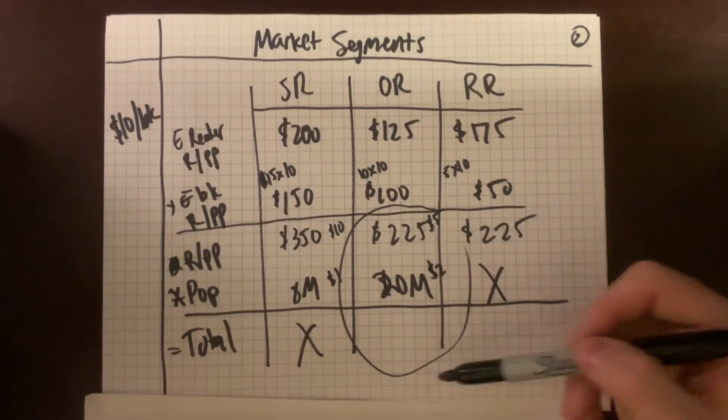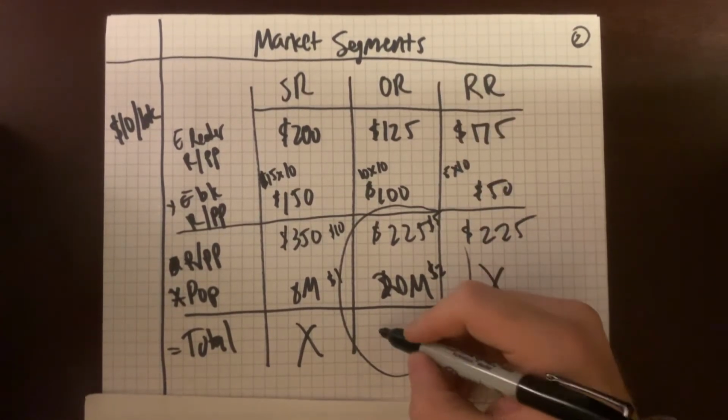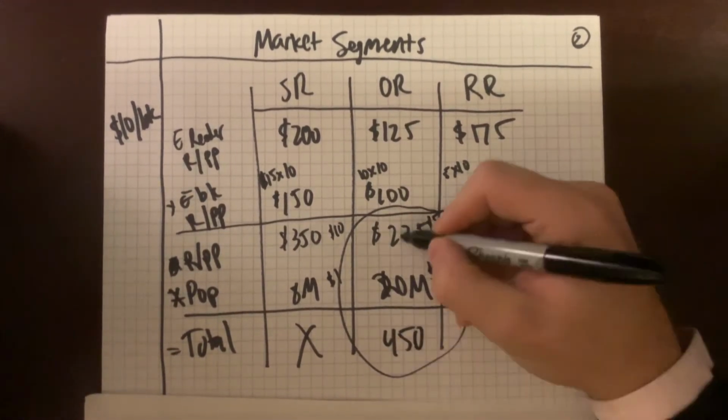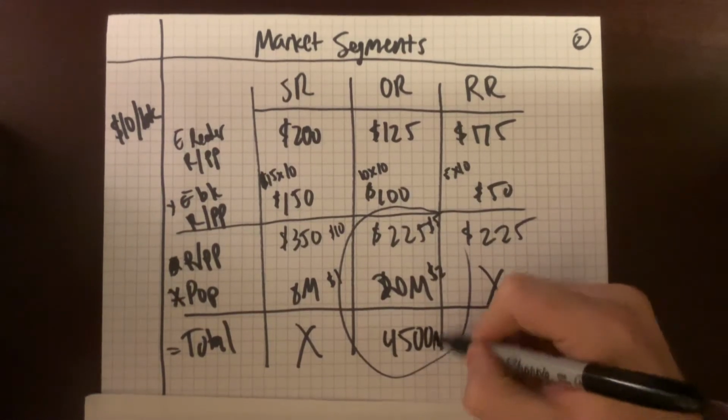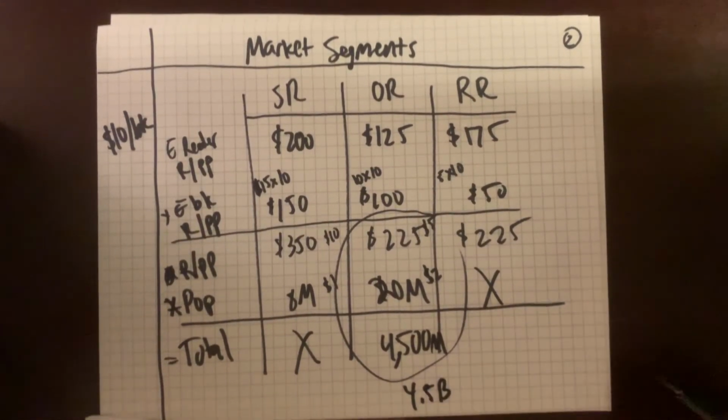Here, I'll just do one set of math and have the answer here. I should go after occasional readers at a total of 450, add a 0, million, 4.5 billion. Done.